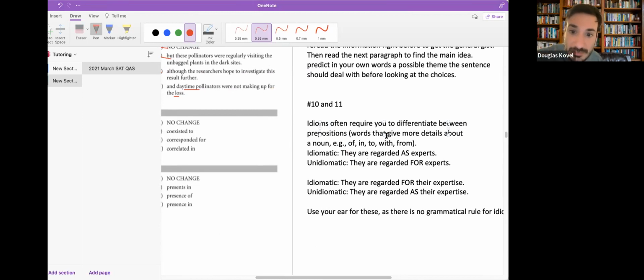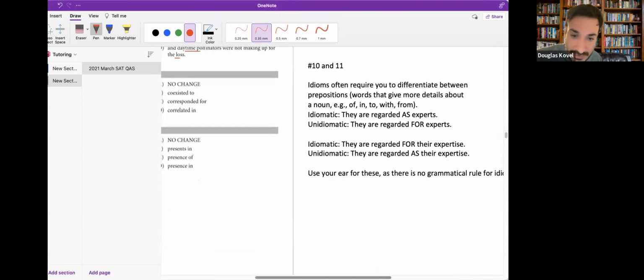Prepositions are words that give more detail about a noun. Some common examples of prepositions would be of, in, to, with, from. And the thing to remember about idiom questions is that the right answer is right just because it's right, not for any grammatical reason. It's just because that's the way the word has evolved to mean standard English. So for example, "they are regarded as experts" would be idiomatic, but "they are regarded for experts" would not be. But you would say "they are regarded for their expertise," but not "they are regarded as their expertise." So there's no grammatical reason why the right answer is right and the other answers aren't. It's just the way that we talk.